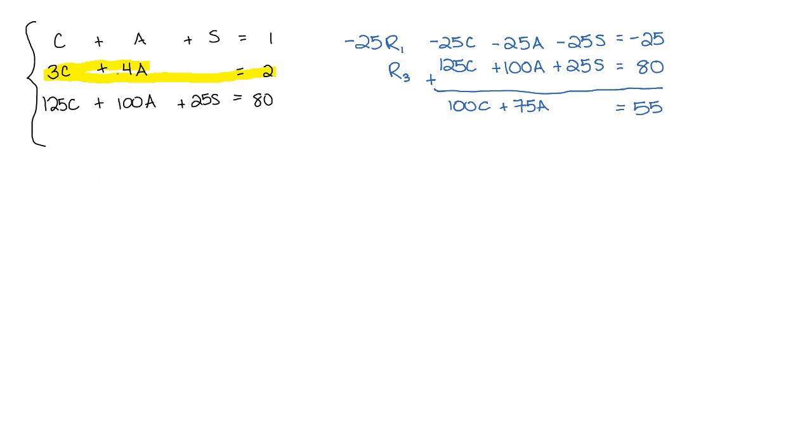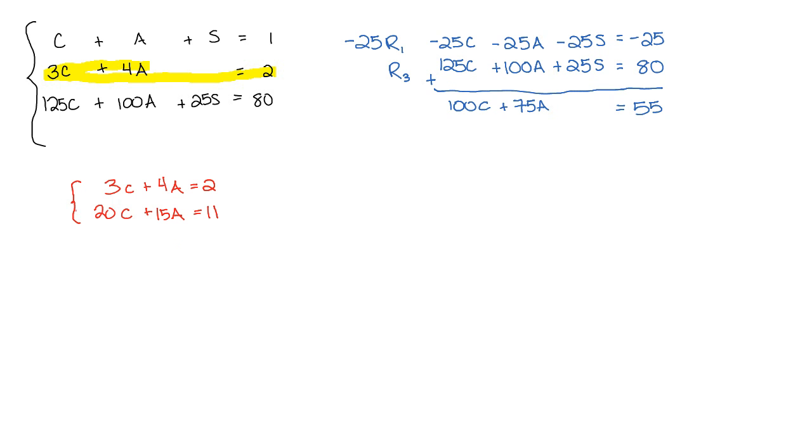And again, like I said, the equation that's been highlighted here also involves a c and an a. So here I go. I get to write a new system of equations. 3c plus 4a is equal to 2. And the second equation, if you look at this equation here, 100c plus 75a is equal to 55, each of those numbers is divisible by 5, so I'm going to go ahead and divide those by 5. Dividing 100 by 5, I get 20c. 75 divided by 5 is 15. And finally, 55 divided by 5 is 11.